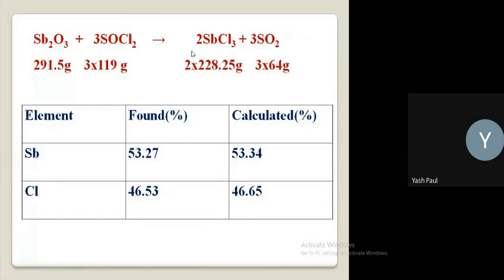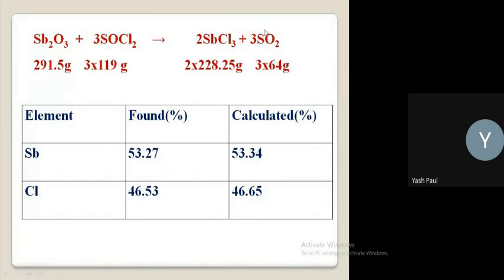Why is this method useful? Because our byproduct is a gas, but that is a poisonous gas. Even antimony trichloride is poisonous. So what will we do for this sulfur dioxide?